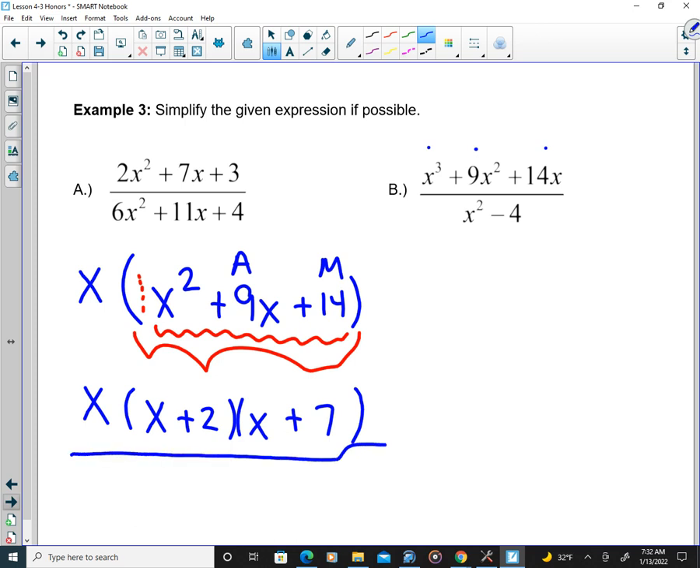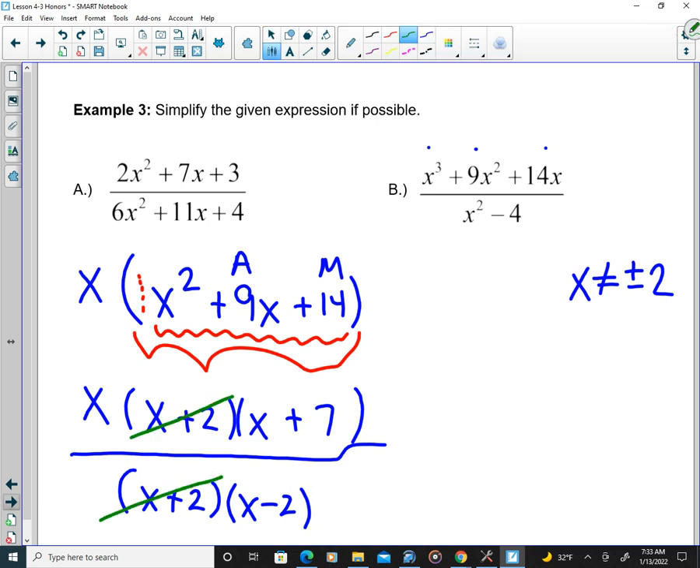And then if we look at our denominator, it's the difference of perfect squares. We got x squared minus 4, so that factors to x plus 2 and x minus 2. So it's easy to see what our restrictions are. Our restrictions are going to be x cannot equal positive or negative 2. And then what cancels out? Well, the x plus 2 on top will cancel that x plus 2 on the bottom.